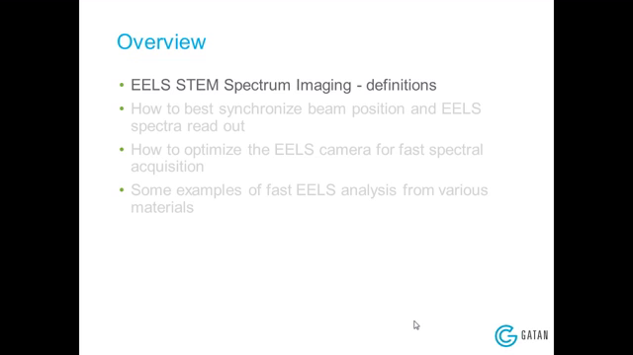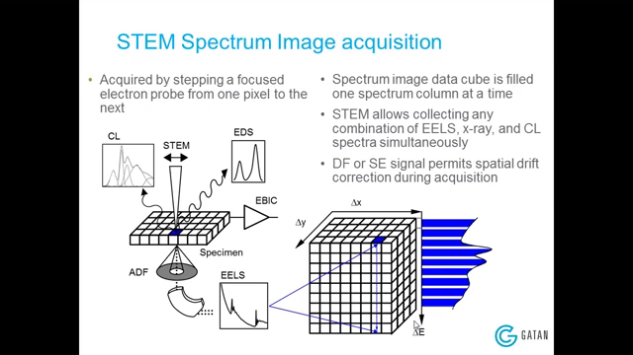Okay, let's start with the spectrum imaging acquisition definition. So basically here, we need to be in STEM mode, so we need to have a probe over the sample. We divide the area of interest into pixels, and then we scan the beam pixel by pixel. This is actually the advantage of acquiring the data in STEM mode, because STEM-based techniques are like multimodal acquisition. So basically, we can acquire EELS simultaneously. We can build our STEM image pixel by pixel using our STEM detector.